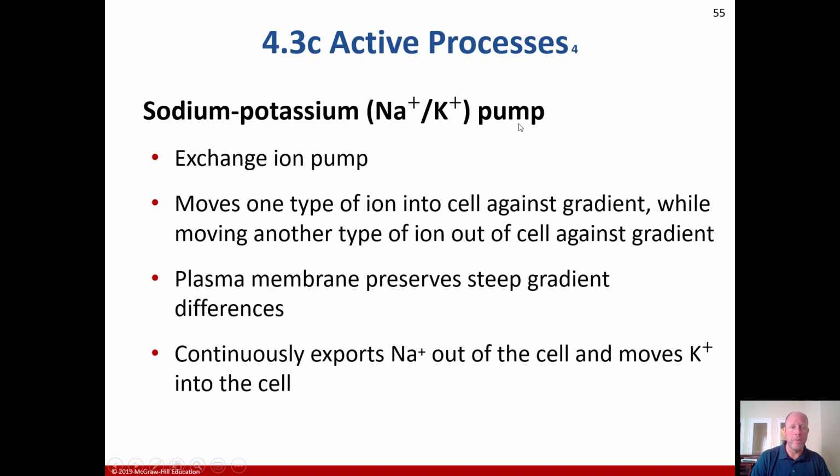The sodium potassium pump is going to come up a lot for us, especially when we start talking about the muscles. It's the exchange ion pump. I want to make sure you have a good understanding here. It moves one type of ion into the cell against the gradient, while moving another type of ion out of the cell against the gradient. The plasma membrane preserves the steep gradient differences, essentially. It continuously exports sodium out of the cell and moves potassium into the cell. That's pretty common and happening all the time.